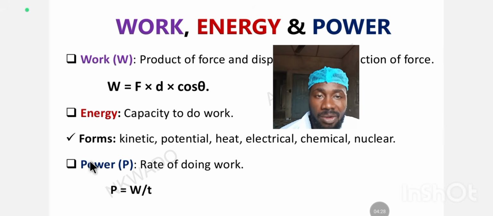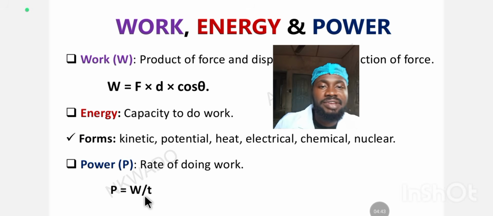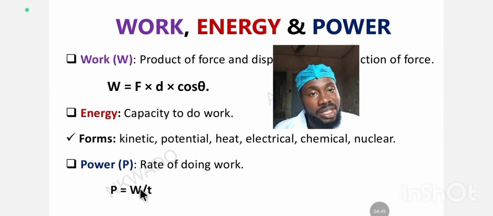Now let's look at the concept of power. Power, which is capital letter P, can be defined as the rate of work done. So the rate of work done is power, the power expended. It is given by the relation P is equal to work done over time. P is equal to work done per time.